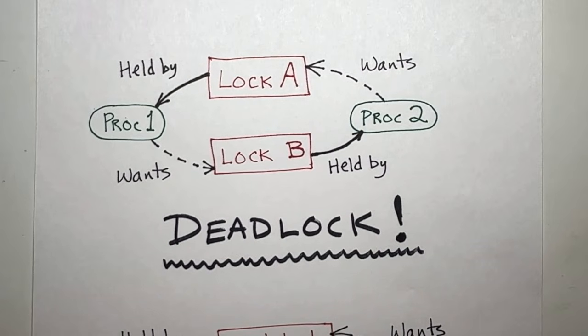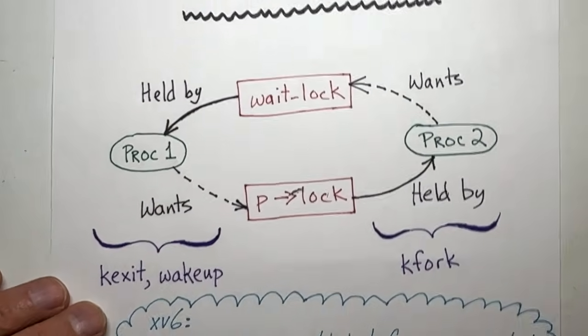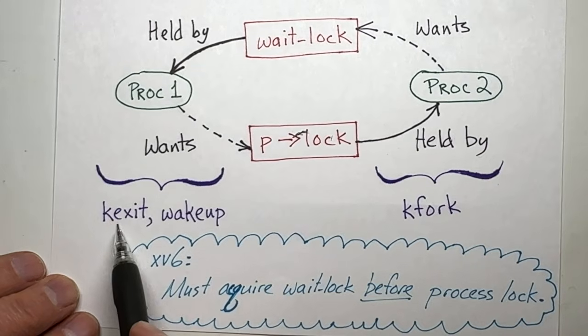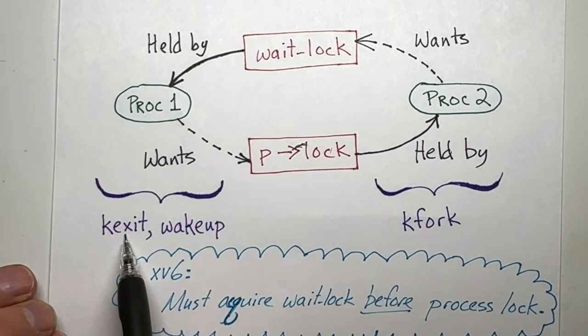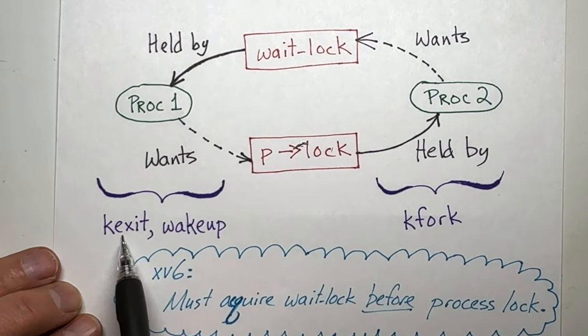Process 2 can't proceed because it can't get lock A. They're both frozen, waiting on each other. Now, I haven't yet talked about the kexit function, but in order to see the potential deadlock problem, let me tell you what happens there.